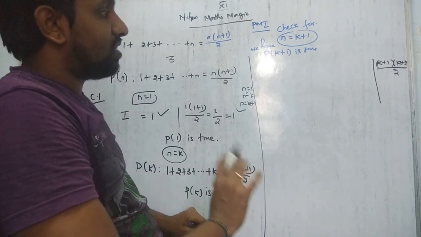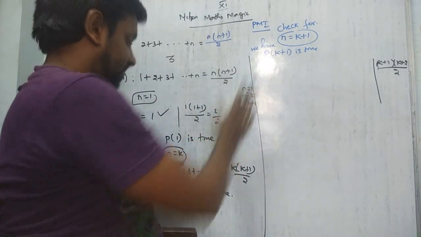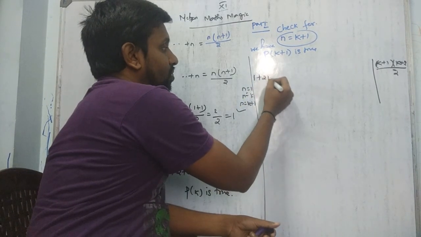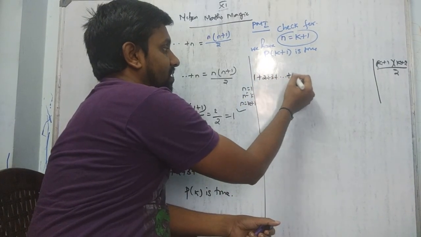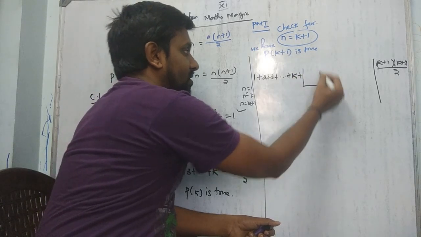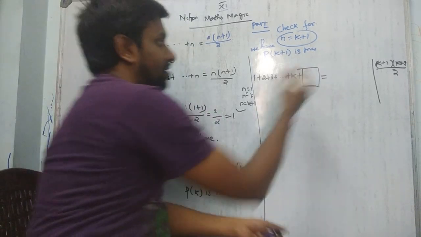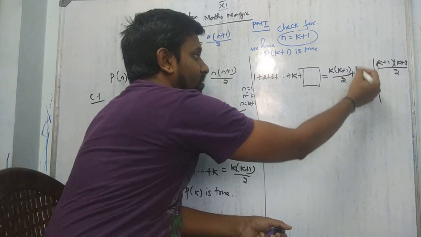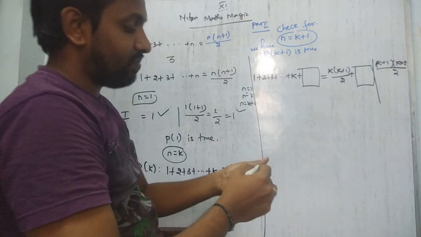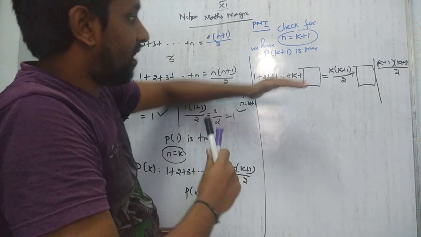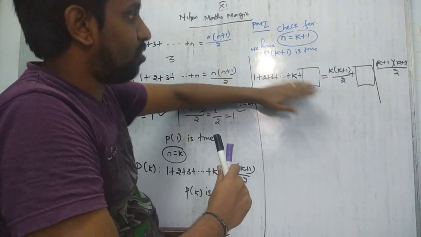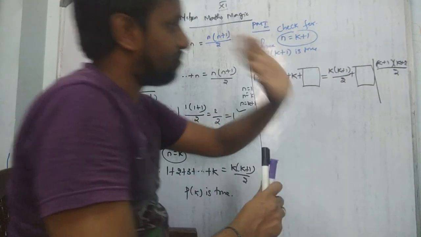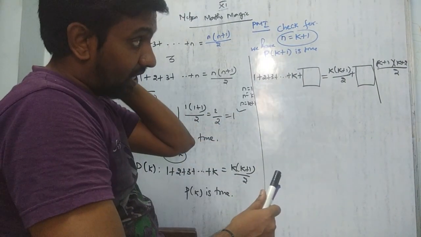How to do the shortcut from here? On the shortcut, first write P of k as it is: 1 plus 2 plus 3 plus etc. up to k, plus a box, equals k into k plus 1 by 2, plus a box. For all the same concept, write P of k as it is, then put plus a box.